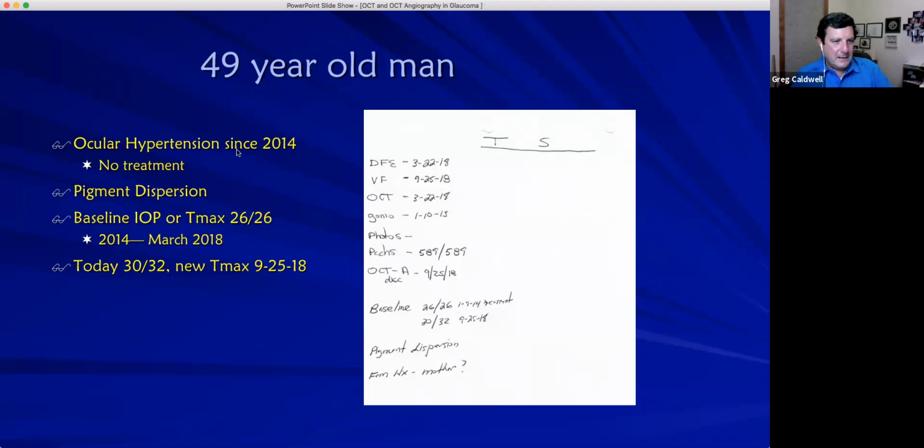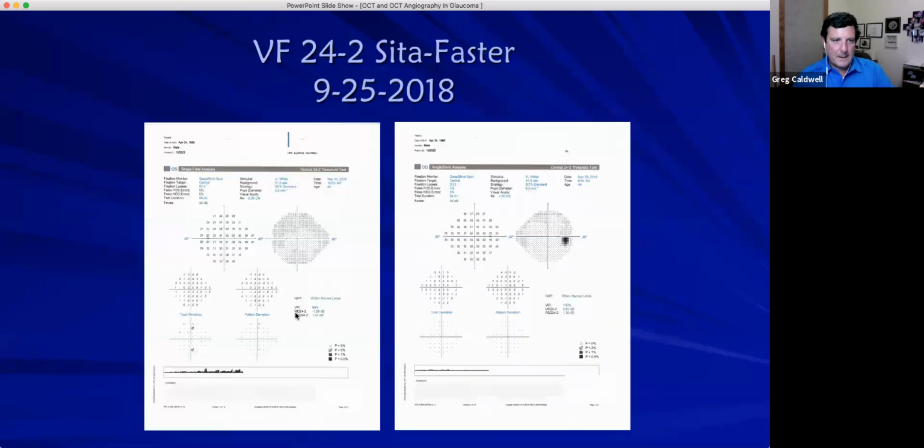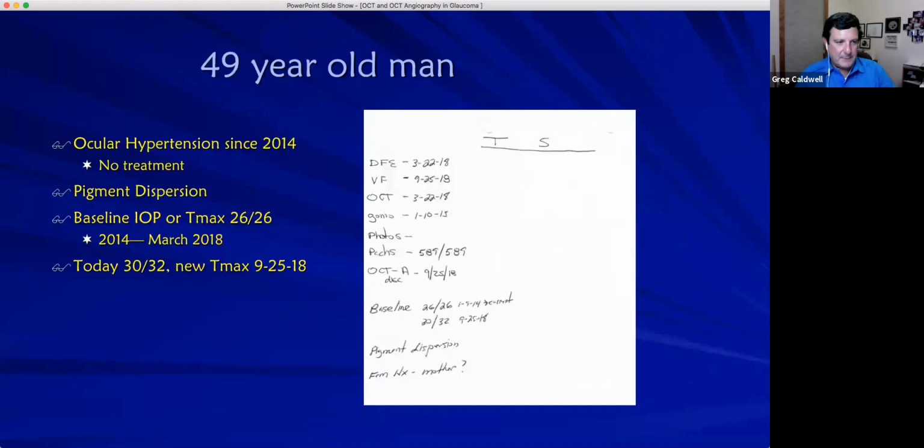And he has ocular hypertension. He's got pigment dispersion. His IOPs were Tmax at 26 at one point, hopped up to 30 to 32 back in 2018. And as of today, his pressures were 35. So he's a physical therapist, good friend. He has high pressures. He gets risks, benefits, treatments.